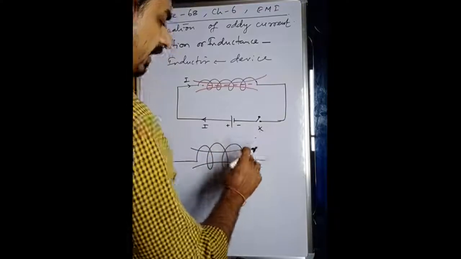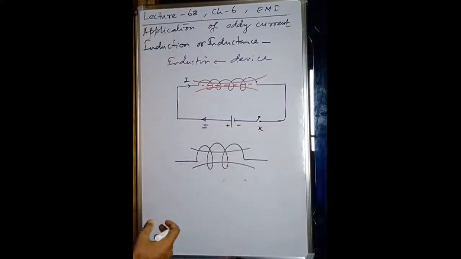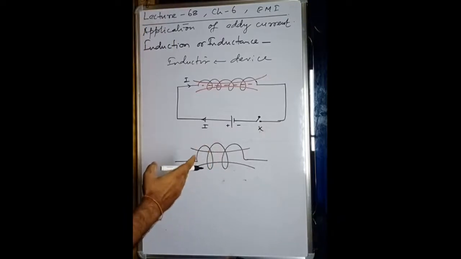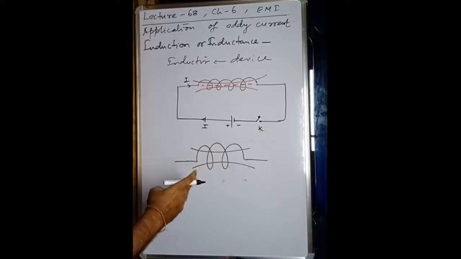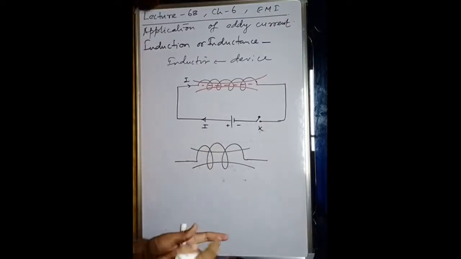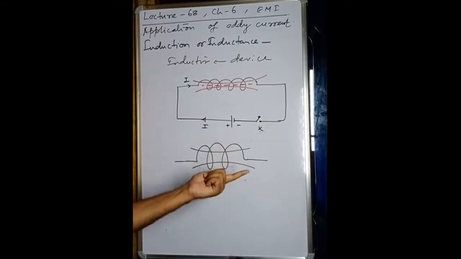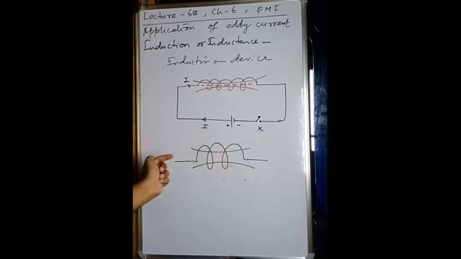The magnetic flux will also change. And we know that due to change in magnetic flux through any coil, that induces an EMF. The first thing. And second thing, which is very important, is that according to Lenz's law, the induced EMF will oppose the cause. And why is this EMF induced? Due to change in current.